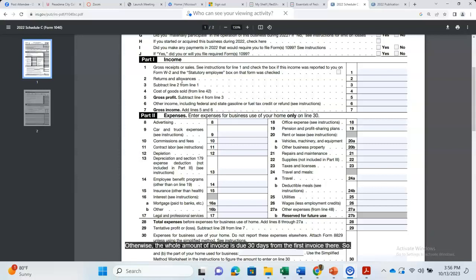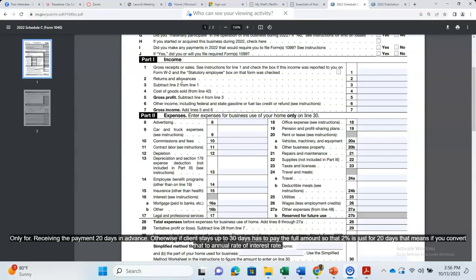So the customer needs to decide if he wants to pay in 10 days and take advantage of that sales discount, or just pay in 30 days and pay the full amount. And that 2% honestly is not 2%, because it is only for receiving the payment 20 days in advance. Otherwise, if the client stays up to 30 days, he has to pay the full amount. So that 2% is just for 20 days.